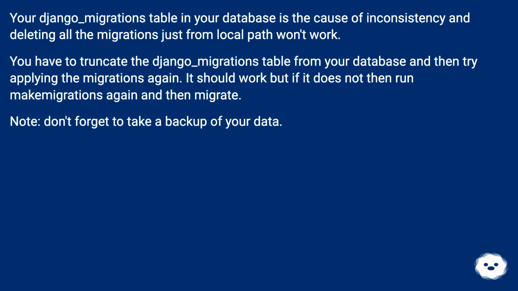Your django_migrations table in your database is the cause of the inconsistency, and deleting all the migrations just from the local path won't work. You have to truncate the django_migrations table from your database and then try applying the migrations again. It should work, but if it does not, then run makemigrations again and then migrate. Note, don't forget to take a backup of your data.